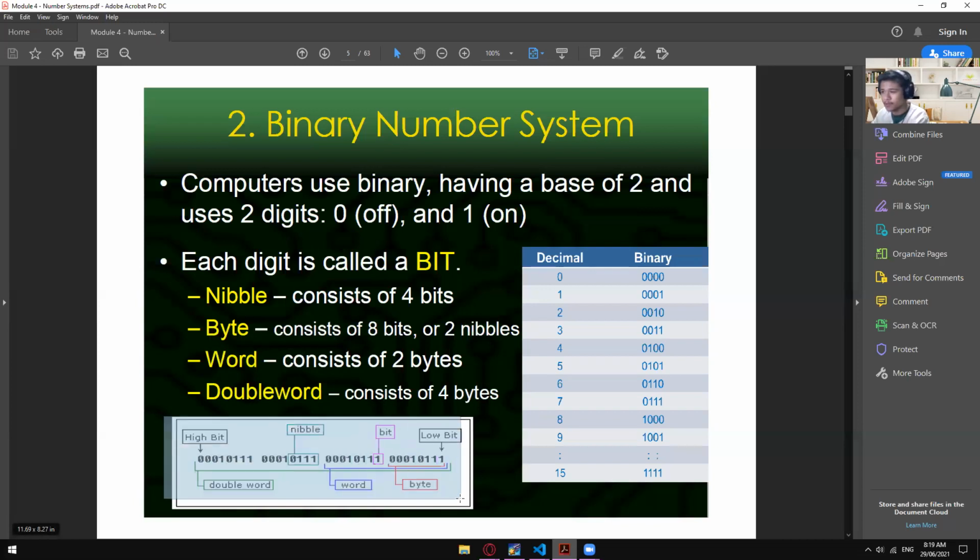So here are the representations. Here is the lowest bit, and here is the highest bit. We have here the 1 byte, which is 8-bit, and then 2 bytes, which is one word, and then 4 bytes, which is one double word.